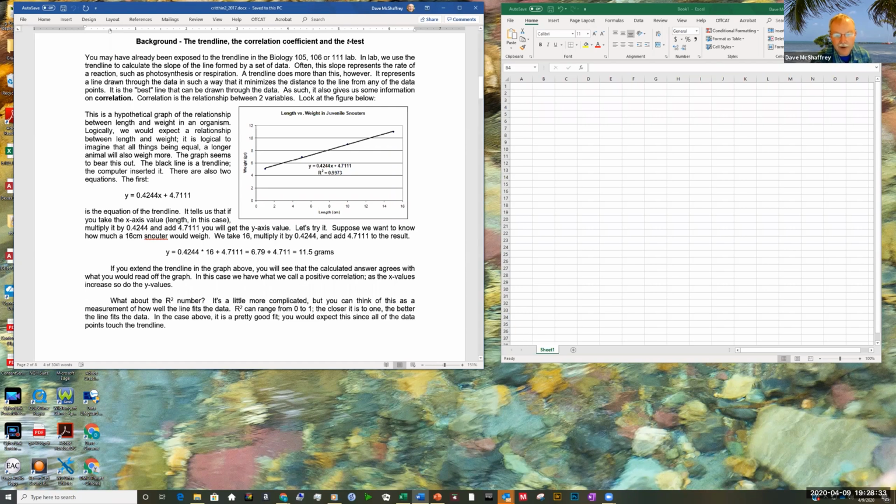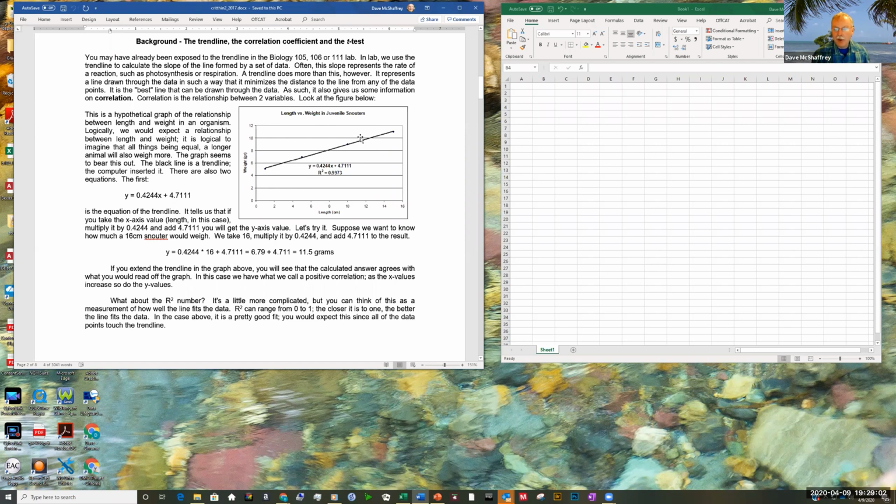So here we have a sample graph, completely made up numbers. On the x-axis, we've plotted the length of some hypothetical organisms called snouters, and the weight is on the y-axis. Basically, what we're trying to see is whether there is a relationship between length and weight in snouters. Or in other words, the longer a snouter is, does it weigh more?